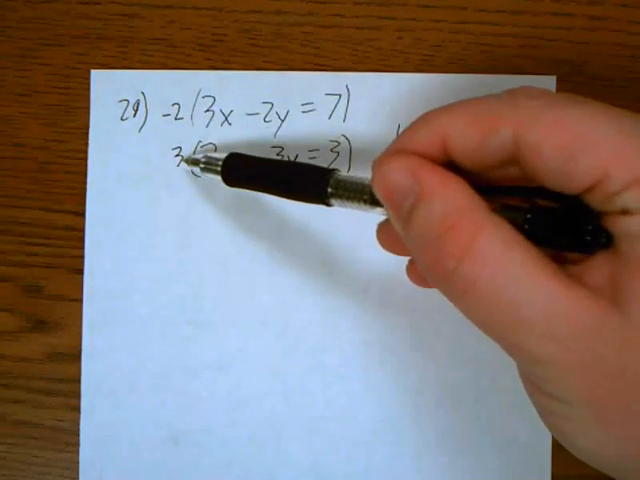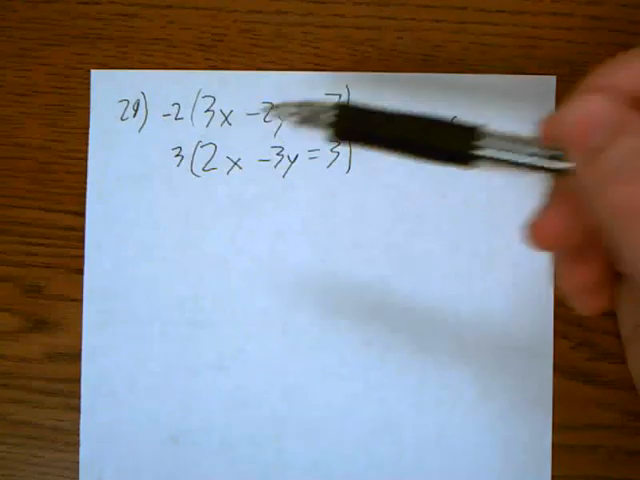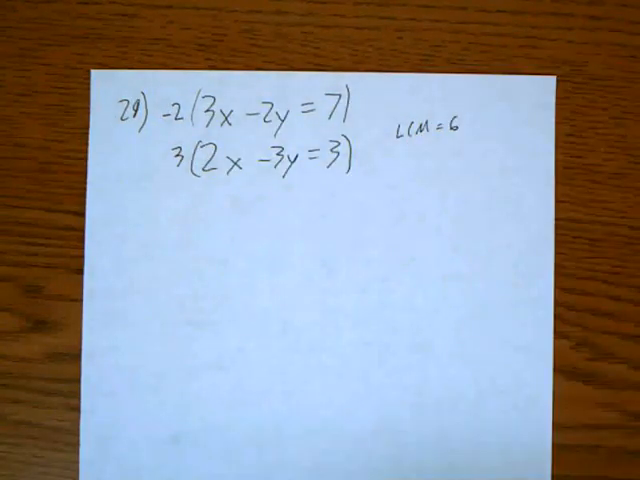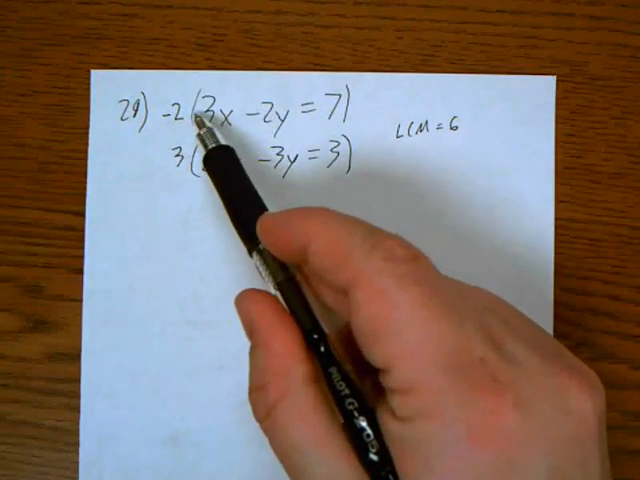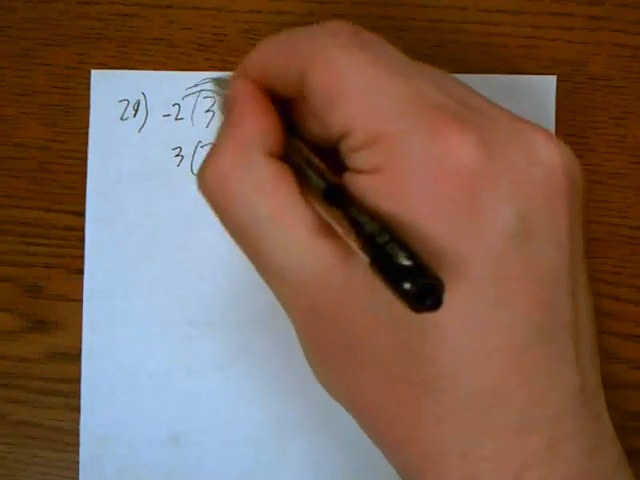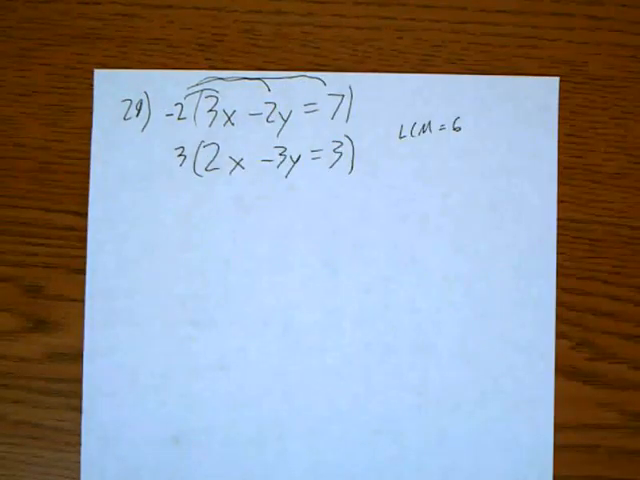Now, I could switch the sign. I could have done a positive 2 and a negative 3. You would come out to be the same answer. But I want to make sure that when I multiply these, I get opposite signs. So I'm going to multiply through, and I'm going to distribute that negative 2 to the first equation. I have to multiply it to all three of my terms.